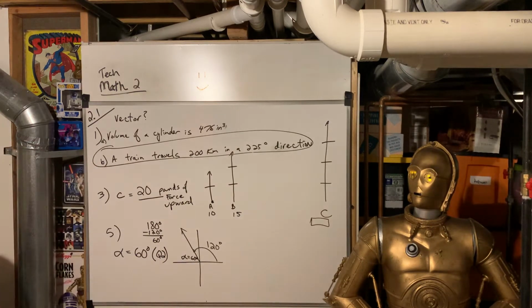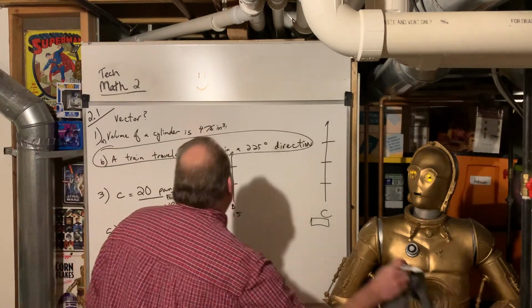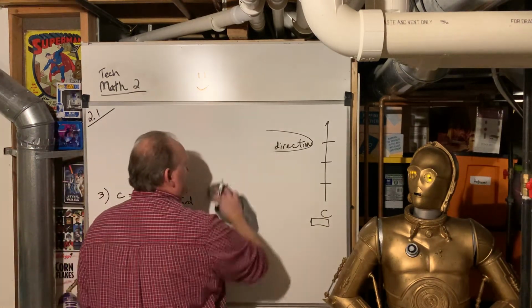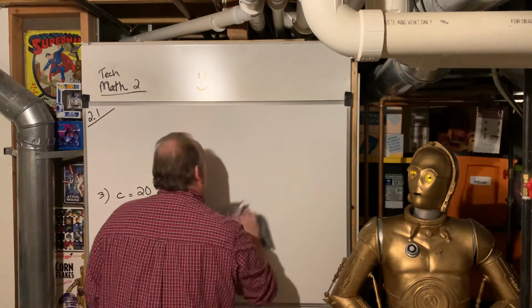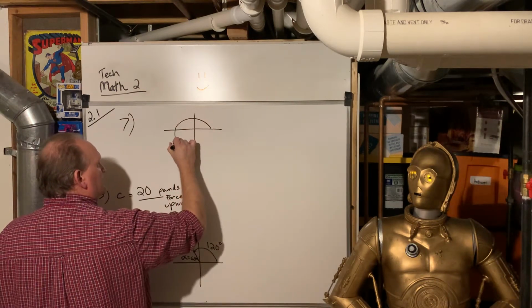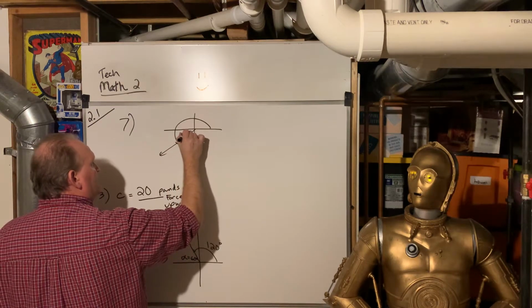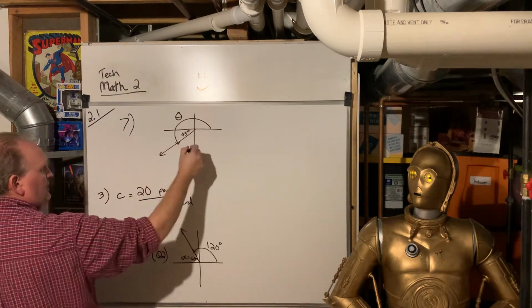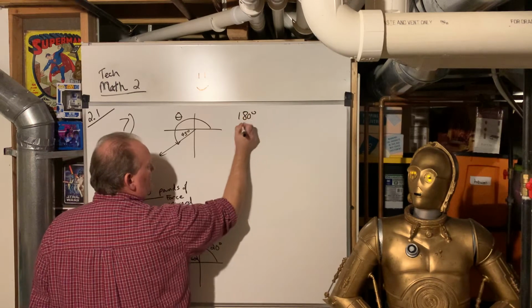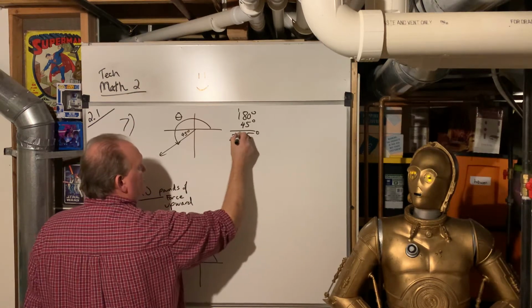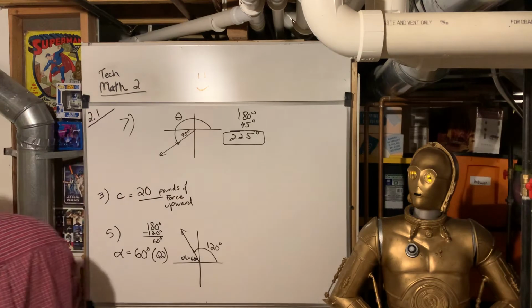Okay. Then I want you to jump to number 7. And that's similar to this one. But when we look at number 7, they gave you the reference angle and they want to know the standard position angle. So number 7, you have this picture, it's going like this, and they gave you this reference angle of 45 degrees, but they want to know what is theta, what is this angle from there to there? Well, that would be 180 degrees plus 45 degrees. So that's 225 degrees in standard position. All right.